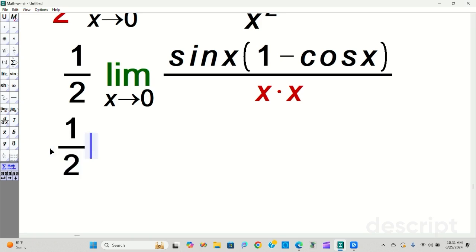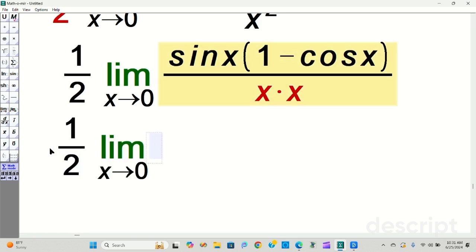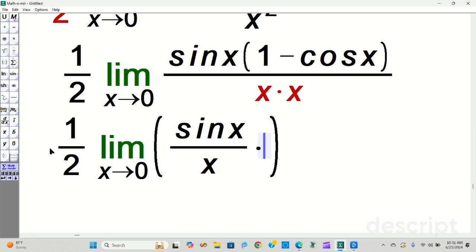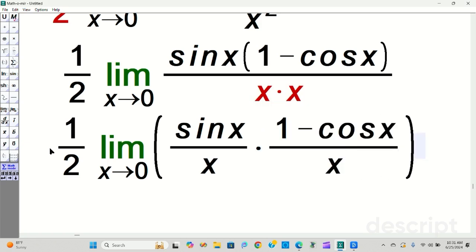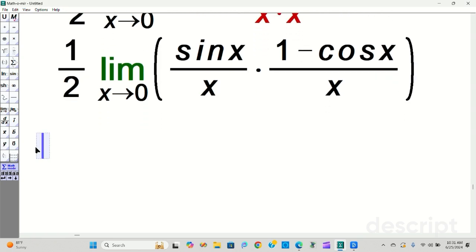So it's going to be 1/2 limit as x goes to 0. And then what we have here is sine x over x times 1 minus cosine x over x. This is allowed by our basic fraction rules. Now we can distribute the limit to each fraction within the parentheses.